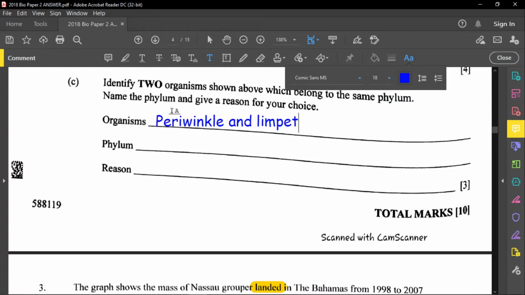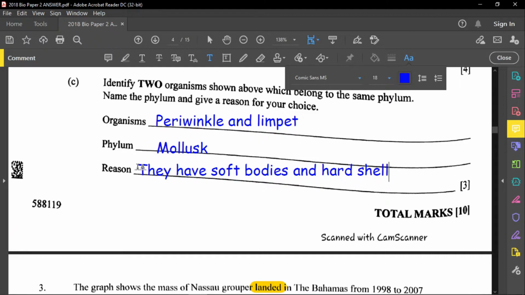In fact, the chiton could also be placed there as well because all three are mollusks. And so the mollusk here would be the phylum. The reason for them to be in this group or category is because they have a hard shell and also soft bodies. I'm putting the hard shell there because remember the sea anemone also has a soft body as well, right? So the hard shell and soft body will kind of separate them from the cnidarians.